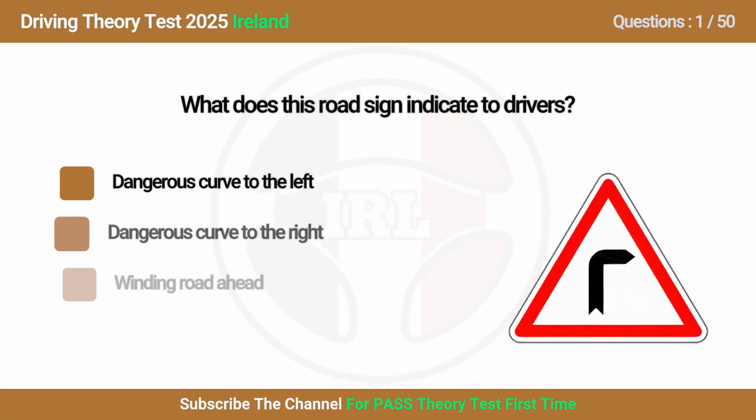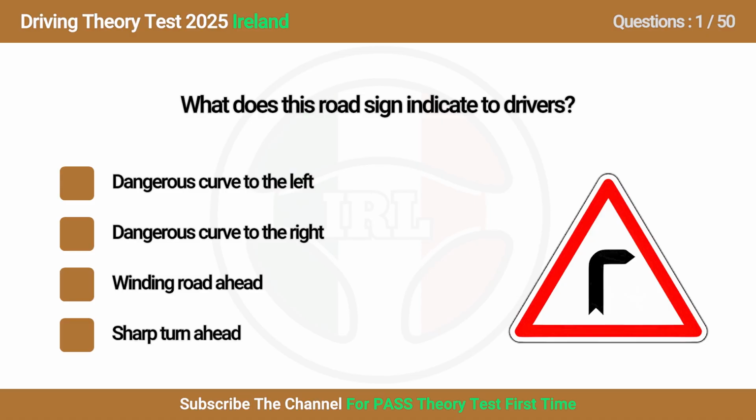Question 1. What does this road sign indicate to drivers? A. Dangerous curve to the left. B. Dangerous curve to the right. C. Winding road ahead. D. Sharp turn ahead.